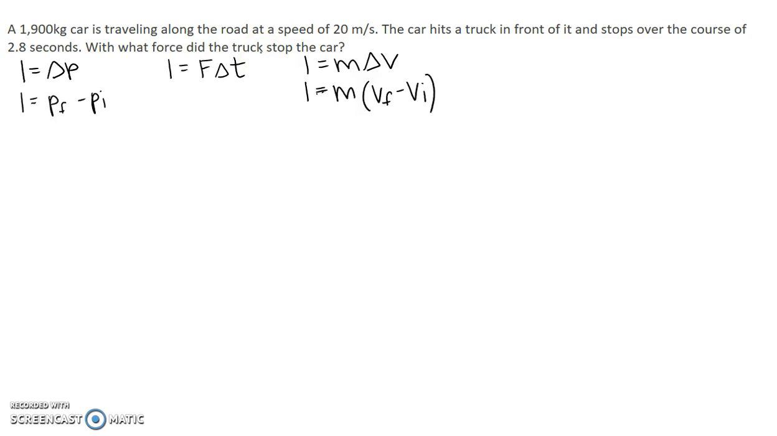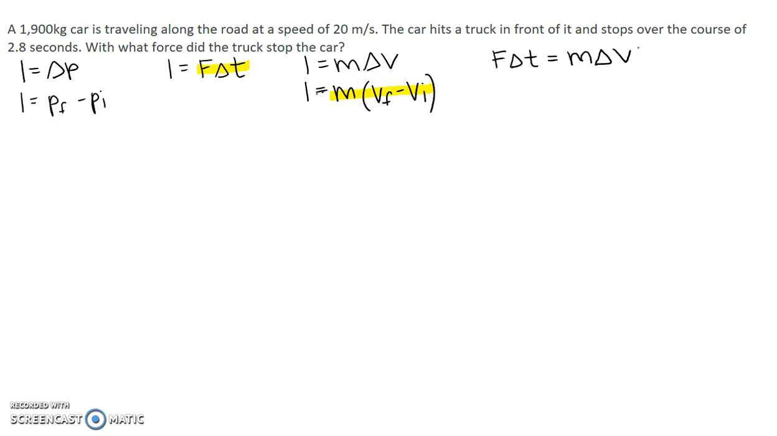So what I'm going to do with these two equations is set them equal to each other. Since they both equal impulse, that means that this and this equal each other. So force times the change in time is equal to mass times the change in velocity.